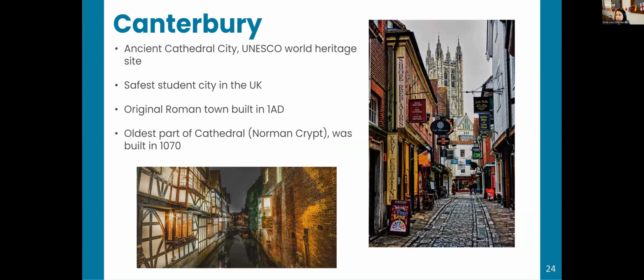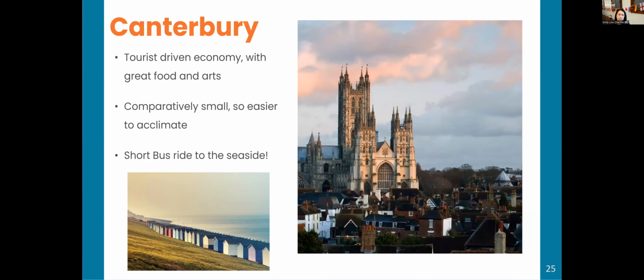Like I mentioned, it is a really ancient city. It is a World Heritage Site, which is quite nice. I mentioned it's already a safe city. So it's really great if you're into that kind of history.